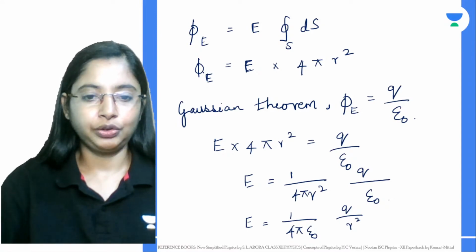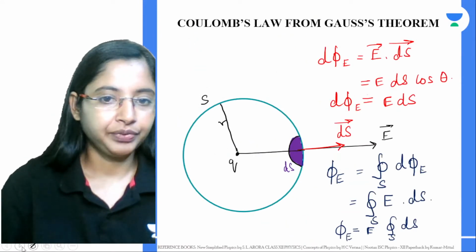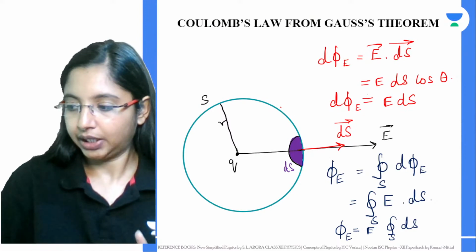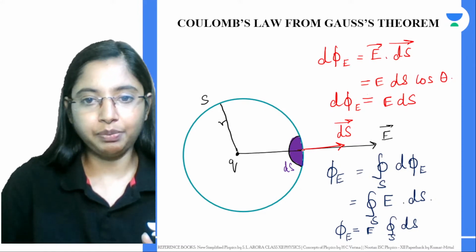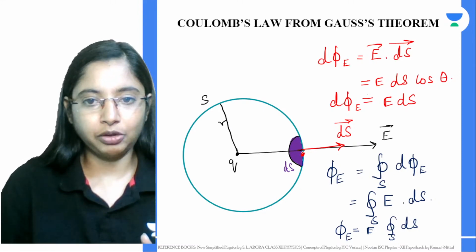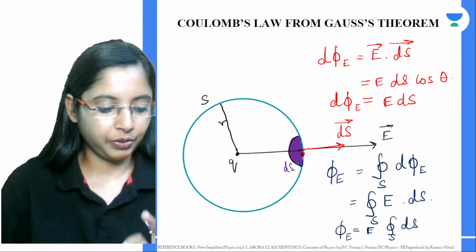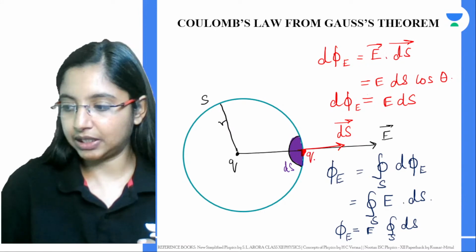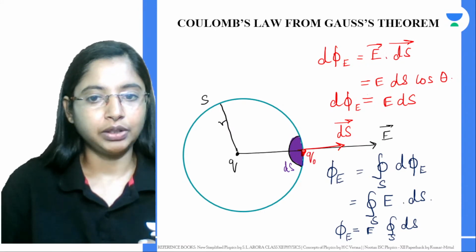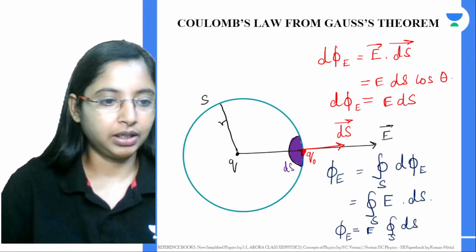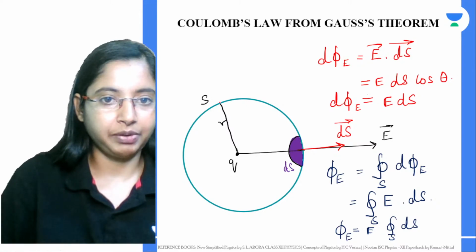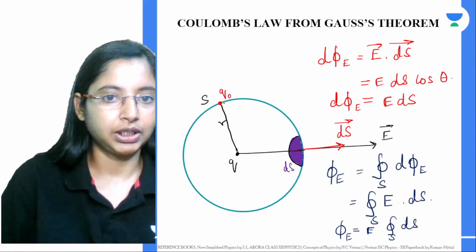Okay, now to get Coulomb's law, we are going to take a point charge and keep it on the surface, right? Let's say somewhere on the surface I'm going to keep a point charge. Point charges are positive unless otherwise specified. So as soon as you keep a point charge, what happens? Let's say the point charge is q naught. Now what is the distance between them?